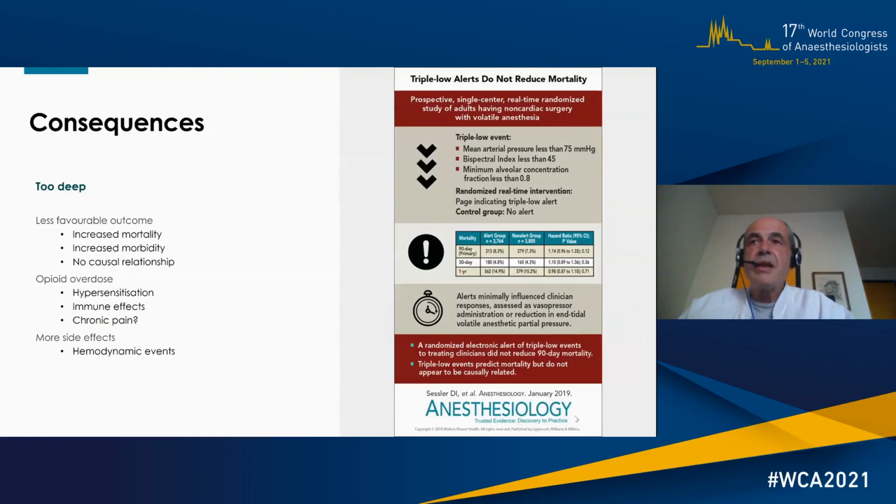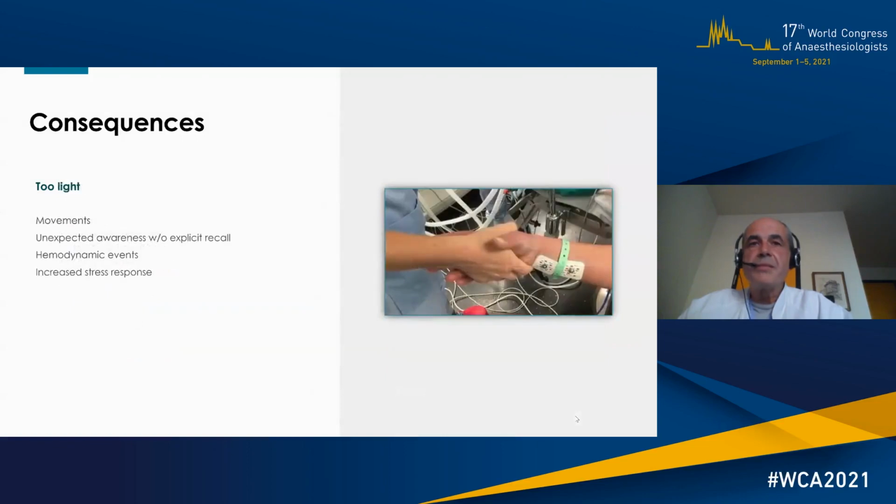Too deep anesthesia is associated with poorer outcome postoperatively because it is associated with increased mortality and increased morbidity, although no evident causal relationship has been demonstrated. Opioid overdose can also lead to hypersensitization phenomena, immunity depression, and the development of chronic pain. And too deep anesthesia also leads more frequently to side effects like hemodynamic events.